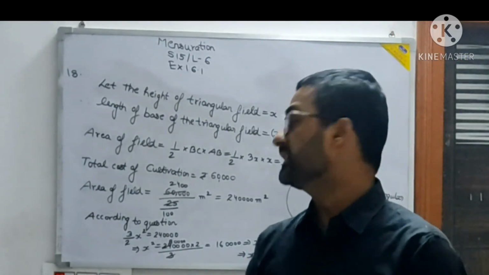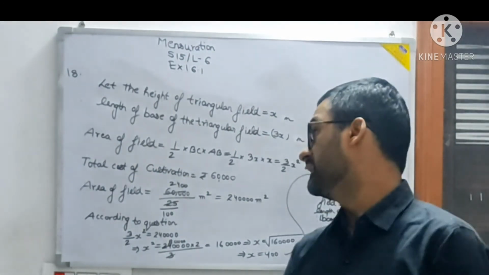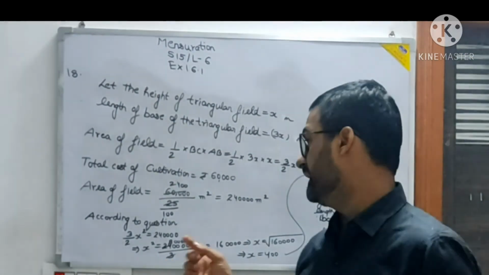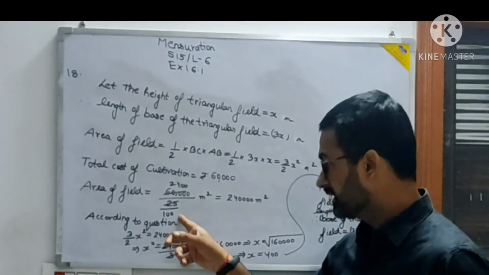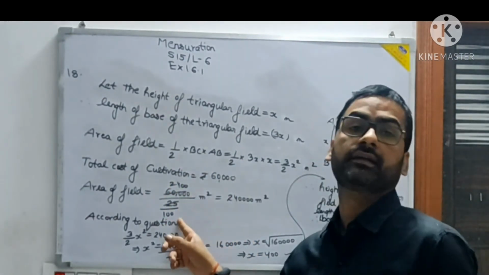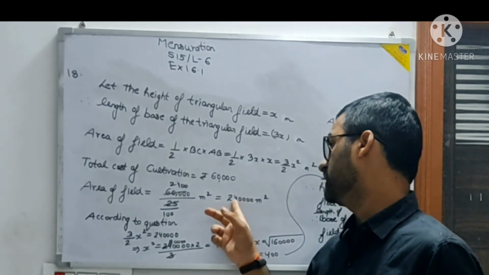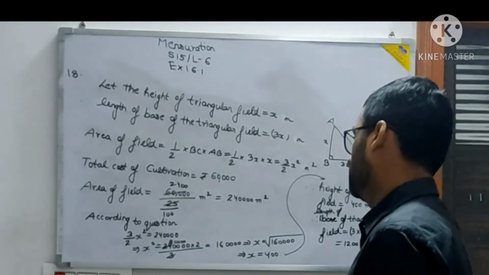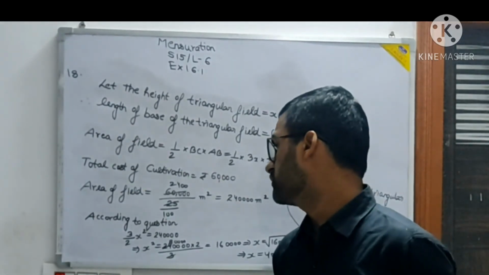Now, the second part is finding the area. The total cost of cultivation is given. From the total cost of cultivation, how to find area? It is given in terms of per meter square, that means 25 per meter square. So 25 upon 100 we have done, and we have got the area as 2 lakhs 40,000. Yes, 2,40,000 meter square. So the area has come 2,40,000 meter square.